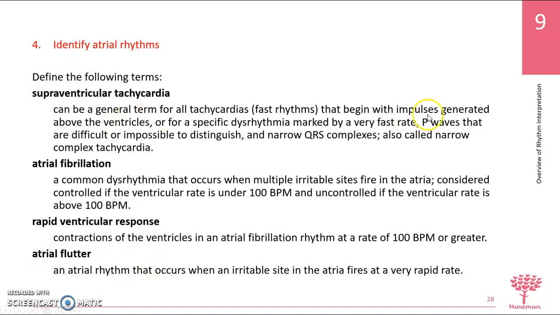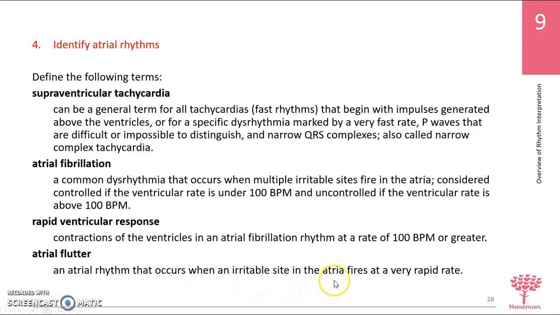Supraventricular tachycardia is that impulse is generated above the ventricles, so right where the atria and ventricle come together, basically close to the AV node or the bundle of His. So P waves are difficult or impossible to distinguish. QRS is really narrow. Atrial fibrillation, this one's really fast. So you're going to see almost like a flutter in the reading. Rapid ventricular response, the rhythm's fast, over 100 beats per minute, and then atrial flutter.